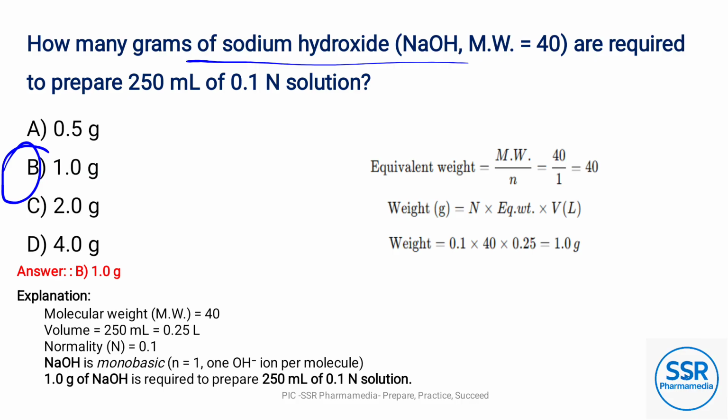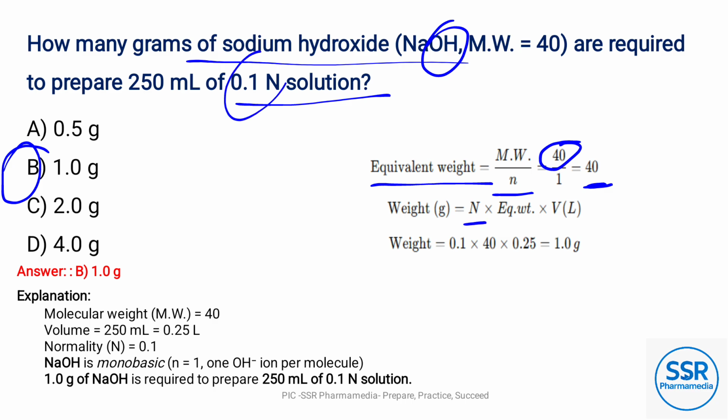1.0. So substitute in this formula: equivalent weight is molecular weight divided by the number of replaceable hydrogen atoms. Only for normality do we have to use this equivalent weight formula. Molecular weight of sodium hydroxide is 40 and the number of replaceable OH groups is 1. So 40 divided by 1 is equal to 40. Then weight of the substance is normality into equivalent weight. Normality 0.1 we want to prepare, equivalent weight is 40, and volume we require is 0.25 liter. So it gives 1 gram.